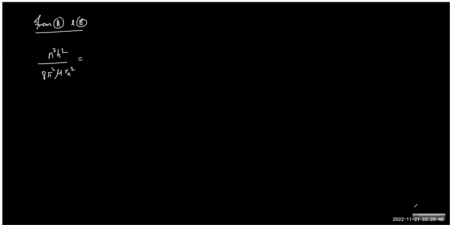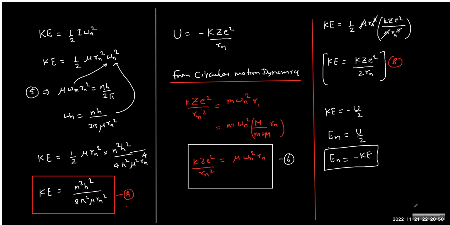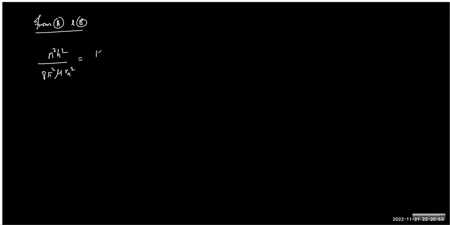And another question, what are we getting? K is ZE square by 2Rn. Okay, so this Rn gets cancelled. N square H square by 4 pi square mu Rn equals ZE square by 4 pi epsilon naught. This also gets cancelled.